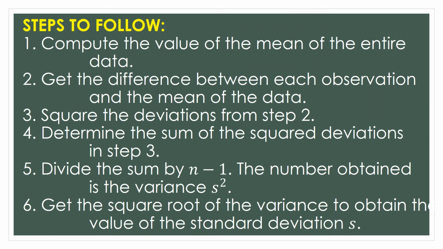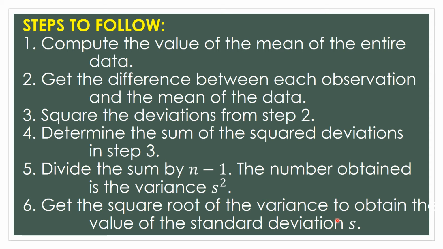Okay, steps to follow. Compute the value of the mean of the entire data. Get the difference between each observation and the mean of the data. Square the deviations from step 2. Determine the sum of the squared deviations in step 3. Divide the sum by n minus 1. The number obtained is the variance s squared. Then get the square root of the variance to obtain the value of the standard deviation.